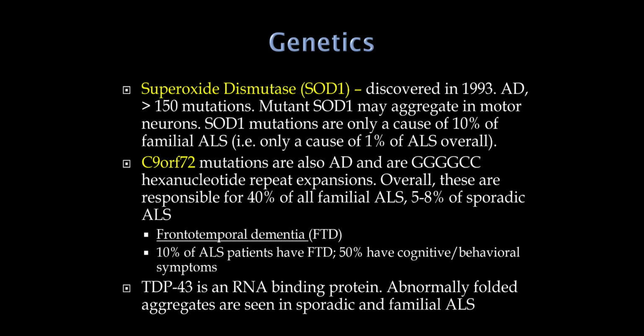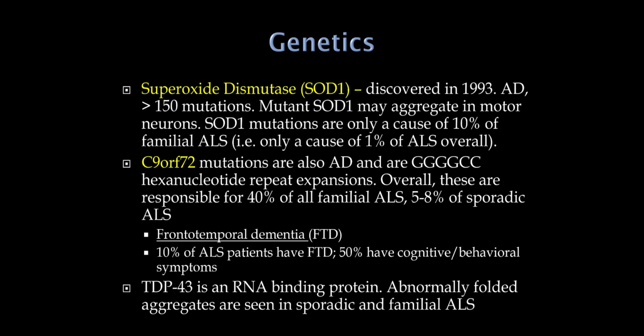Much more important, and the one I really would like you to remember is the next one, which is a C9orf72 mutation. This is also autosomal dominant, and the reason I think this is significant is that almost half of familial ALS cases are due to a mutation here, and in up to 8% of sporadic ALS we can find a mutation here. The other important tie-in is that ALS is related with a dementia syndrome we'll talk about later called frontotemporal dementia. So no more than 10% of patients with ALS have frontotemporal dementia.